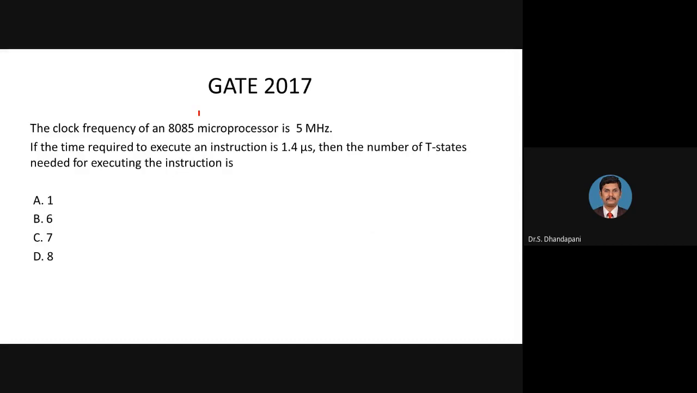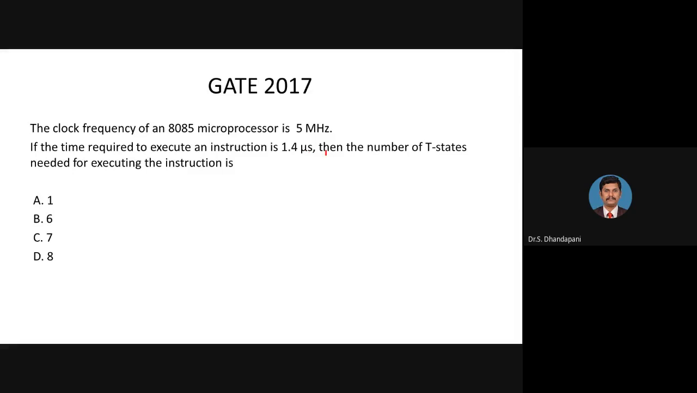GATE 2017, another interesting question. The clock frequency of the 8085 microprocessor is 5 MHz. It is an assumption. Actually, the clock frequency of the 8085 microprocessor is 3 MHz, but as per the question, we have to assume it as 5 MHz. The time required to execute an instruction is 1.4 microseconds. This is also an assumption for one particular instruction.